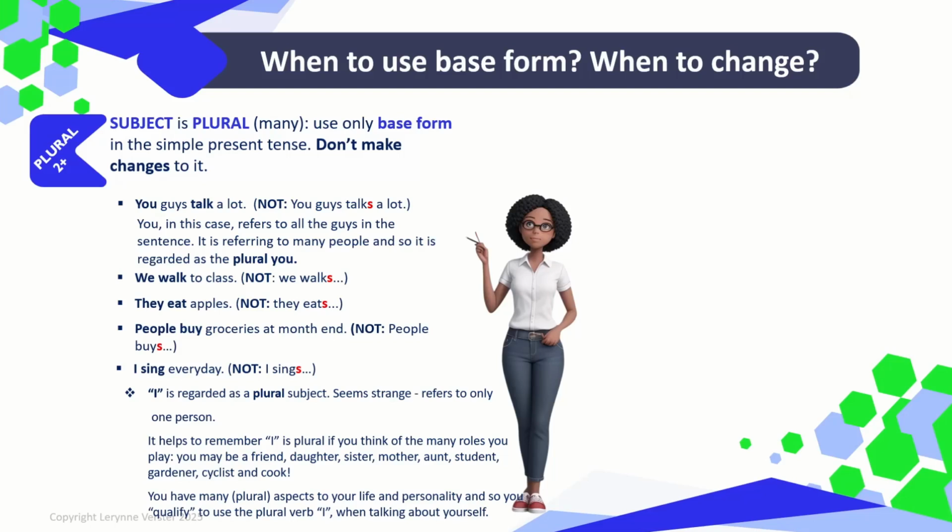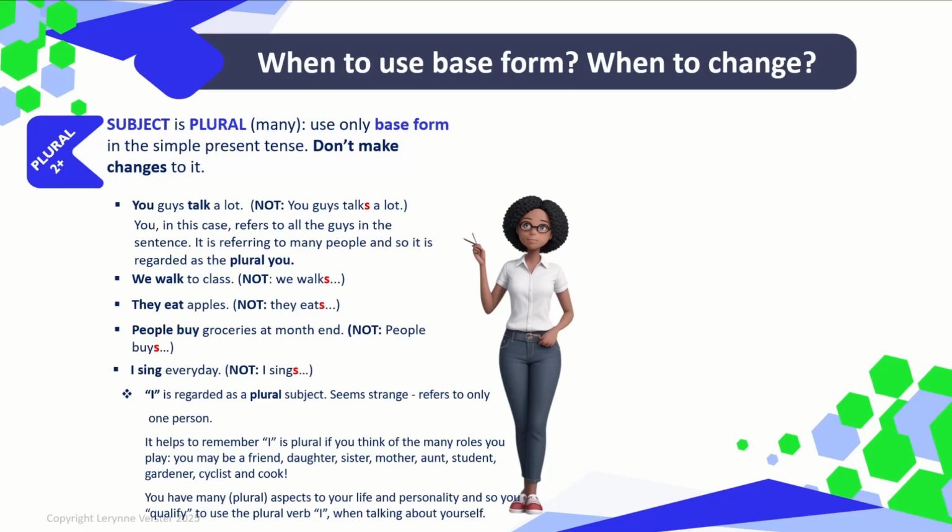This may seem strange because it refers to only one person. It helps to remember, I is plural if you think of the many roles you play. You may be a friend, daughter, sister, mother, aunt, student, gardener, cyclist and cook. You have many plural aspects to your life and personality, and so you qualify to use the plural verb when talking about yourself.